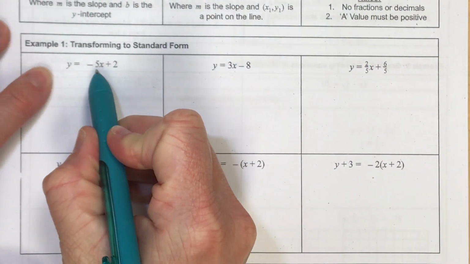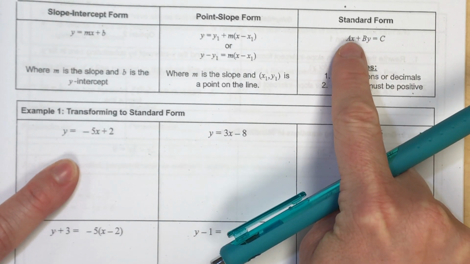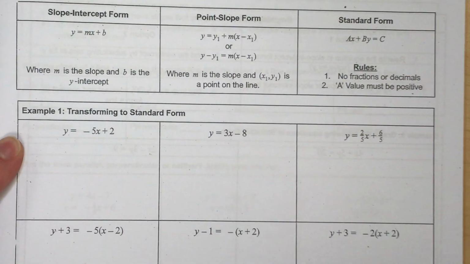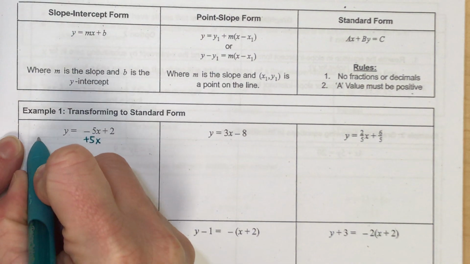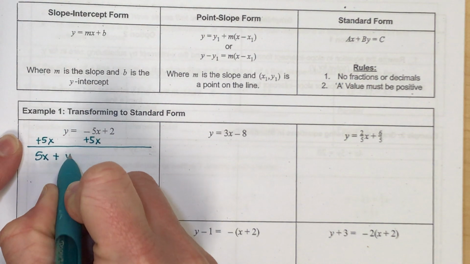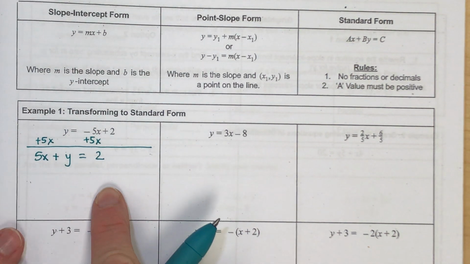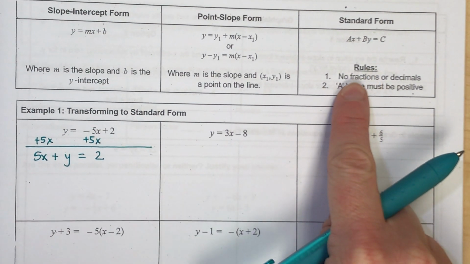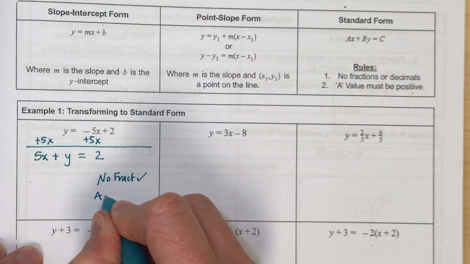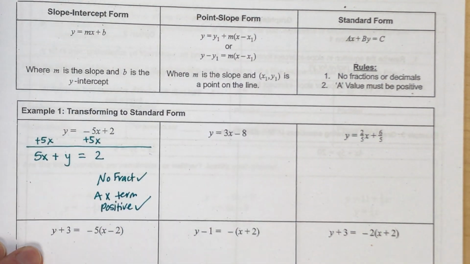So the first thing that I'm going to do is move this 5x over to this side with the y, because if you notice, the lead term is your x followed by the y term, so I need them on the same side of my equal sign. So I'm going to start by adding 5x to the left side. When I do that, I have 5x plus the y term that was there, now equal to the number 2. And this is actually it, you're done, because in standard form, we have no fractions, so check that, and my ax term is positive. So that got checked as well.